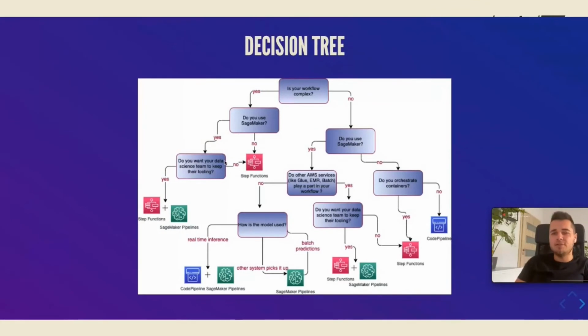But if that's not too exotic for them, then going all into Step Functions has its benefits of having one tool. On the other hand, when the workflow is not complex and you're not using SageMaker, if all you do is orchestrating containers, then Step Functions are great. And if all you need is only a handful of EC2 machines to be run every week for an hour or two, then perhaps CodePipeline can be sufficient.